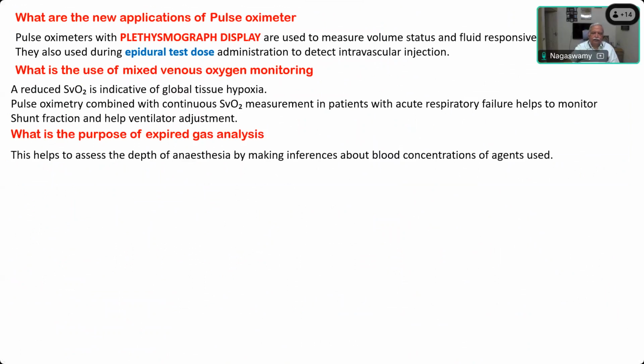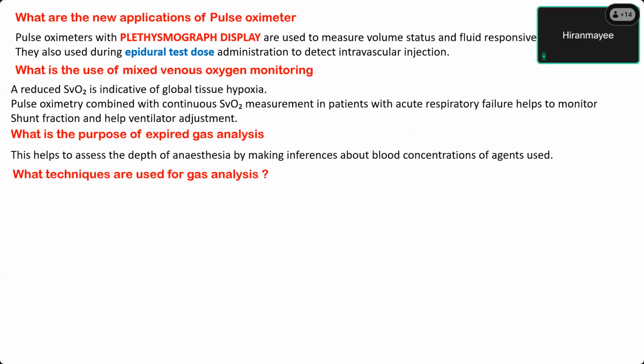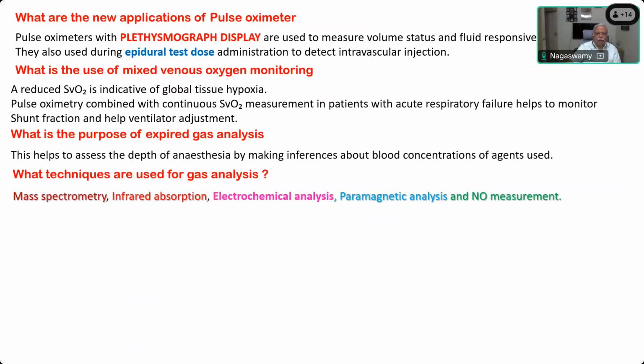Similarly, if you give a gas until the saturation becomes equal, that means the patient is still in the stage of absorbing the gases. Okay, so it will be an indirect measure of depth of anesthesia. What techniques are used for gas analysis? Spectroscopy, sir. A lot of techniques are there. So mass spectroscopy is one. Anything else you know? Mass spectroscopy, infrared absorption, electrochemical analysis, paramagnetic analysis, and nitric oxide measurement. Okay? All these things.